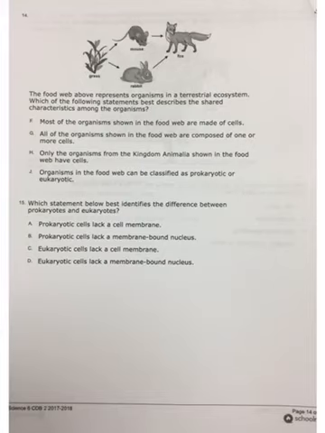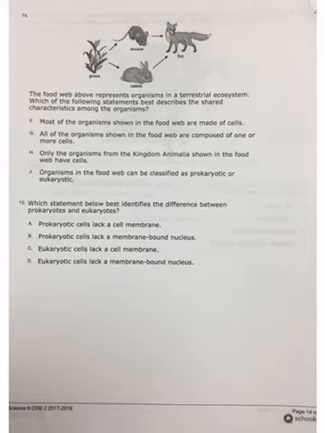Number 14. The food web above represents organisms in a terrestrial ecosystem. Which of the following statements best describes the shared characteristics among the organisms? F. Most of the organisms shown in the food web are made of cells. G. All of the organisms shown in the food web are composed of 1 or more cells. H. Only the organisms from the kingdom Animalia shown in the food web have cells. J. Organisms in the food web can be classified as prokaryotic or eukaryotic.